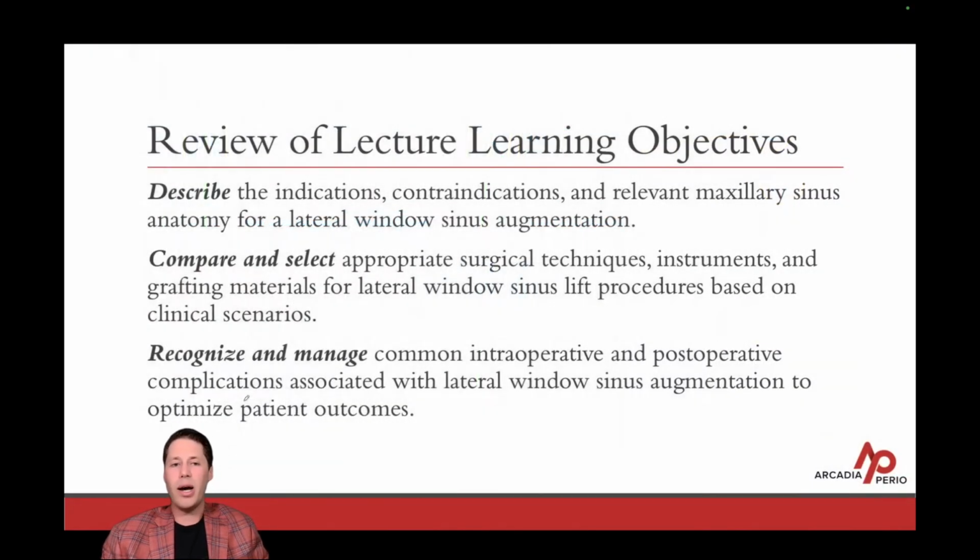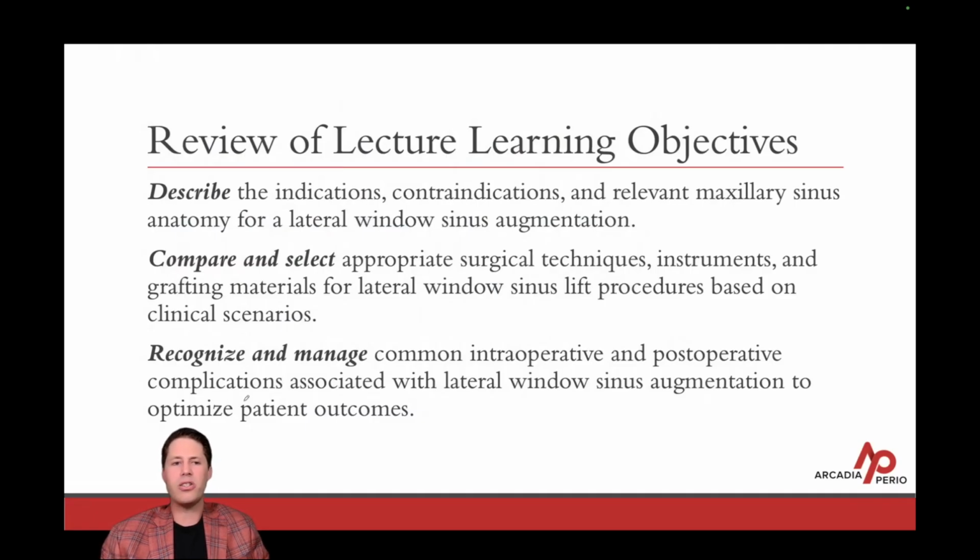So again, I want to review some of the key learning objectives. We wanted to describe the indications, contraindications, and sinus anatomy. Indications for a lateral window sinus graft are going to be 5 millimeters of bone or less. Contraindications: if there's sinus pathology, if there's cloudiness in the sinus, you're going to want to refer to the ENT first prior to moving forward with the sinus grafting procedure. Again, we want to make it to the medial wall of the sinus for good vascularity and good blood supply.